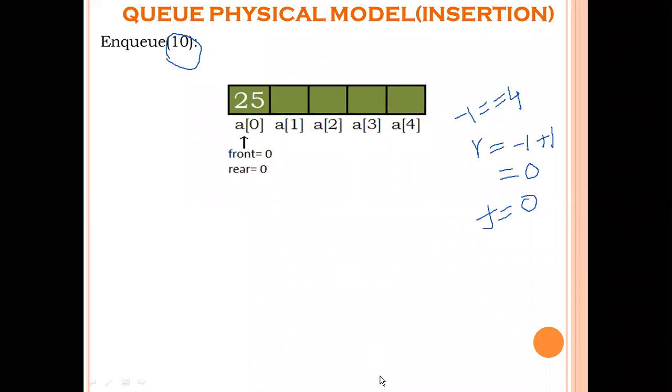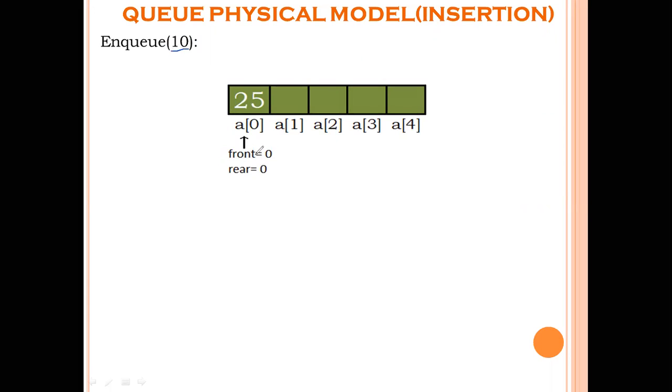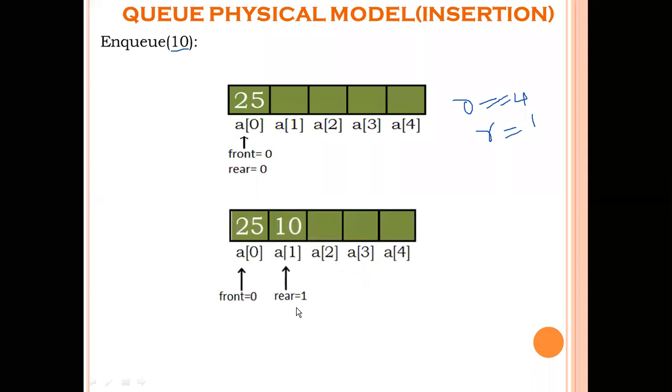Now let us try to insert one more element into the queue. That element is 10. Now we are trying to insert 10 into the queue. So again, the same process we need to repeat. So rear is how much? 0. 0 equal to 4? No. So we can perform the insertion, where we can increment rear by 1. 0 plus 1, you will get rear as 1. That means in the position of 1, we can place the element 10. Now rear is pointing to 1. There is no change in the front.